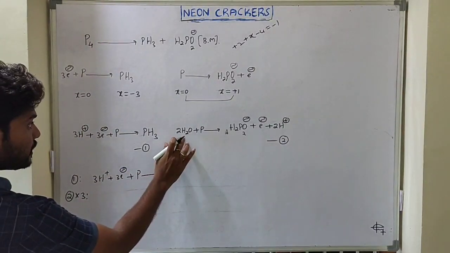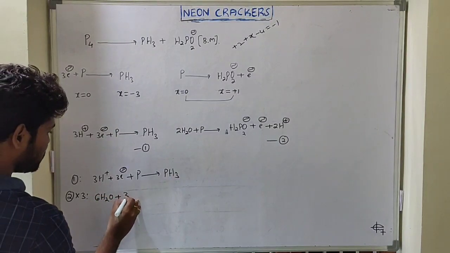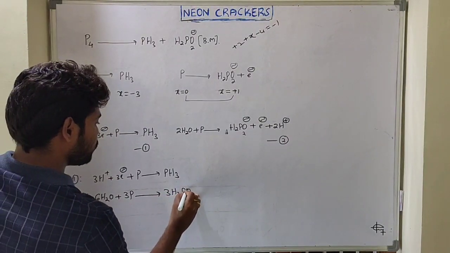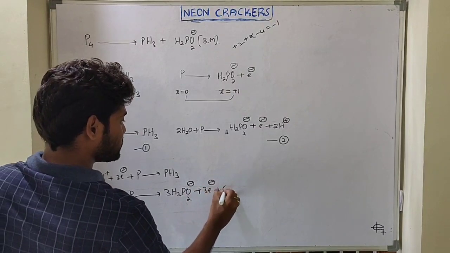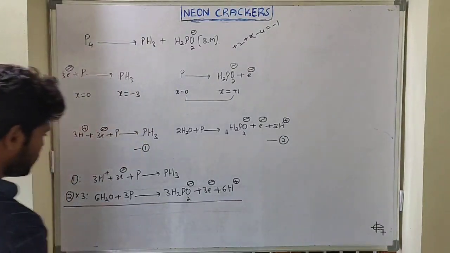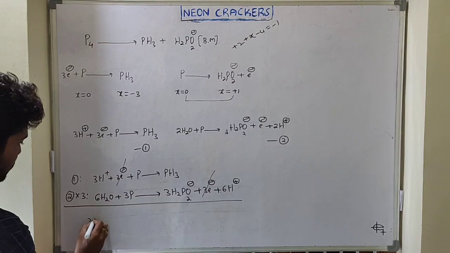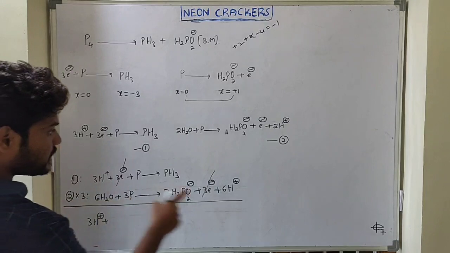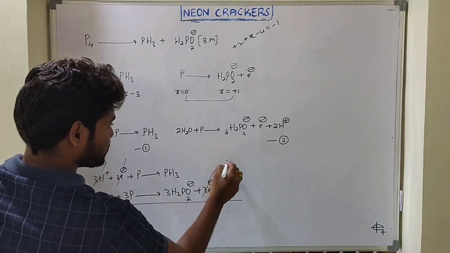So the equation multiplied by 3 means 6 water molecules plus 3 phosphorus giving 3H2PO2- plus 3 electrons plus 6H+ ions. So the 3 electrons get cancelled. Now what is the rest? Here 3H+, and on the other side 6H+ is there. You can remove this 3 also, and from here 3 and the rest 3 are there.